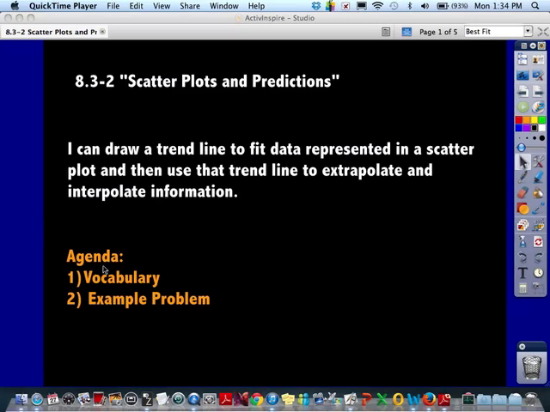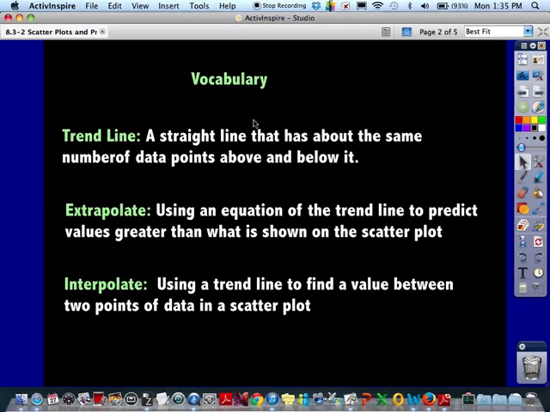Our agenda is going to be to go over some vocabulary and do an example problem. That's all we got going here today. Shouldn't be too long of a video. And once you understand the trend line, it's actually fairly straightforward.